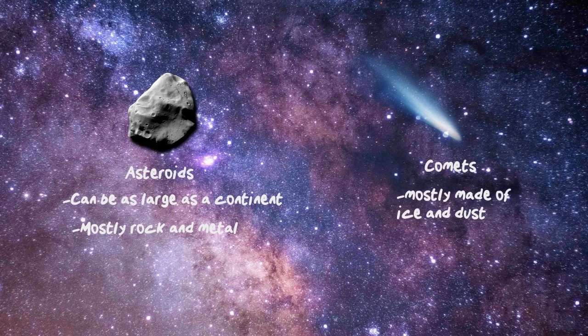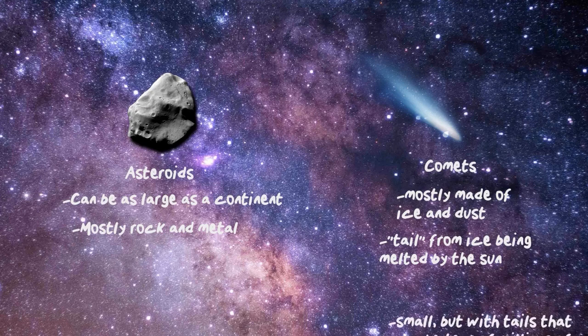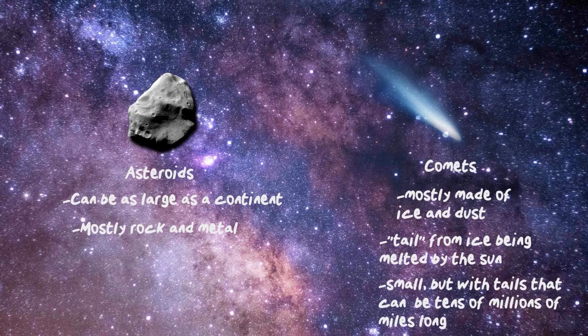The tail that you see is from the ice being melted by the sun, and it's actually vapor. They're small, but their tails can be tens of millions of miles long. Asteroids and comets were both formed billions of years ago when the solar system was first forming. They're basically pieces left over that are still orbiting around planets and stars that have more mass than them.